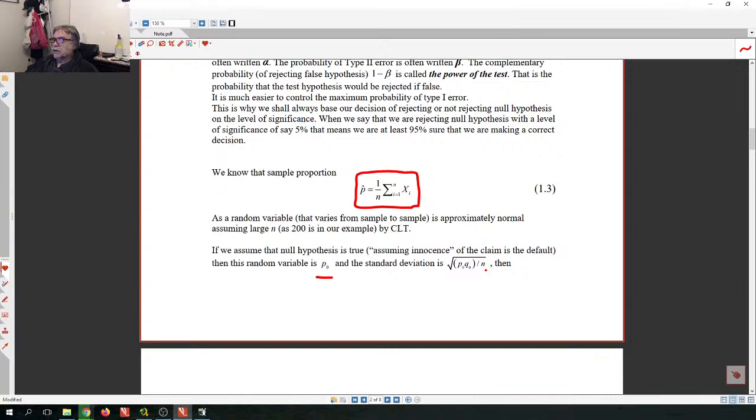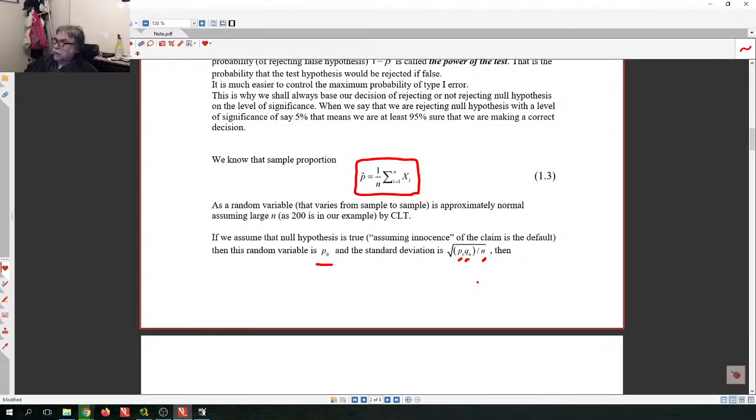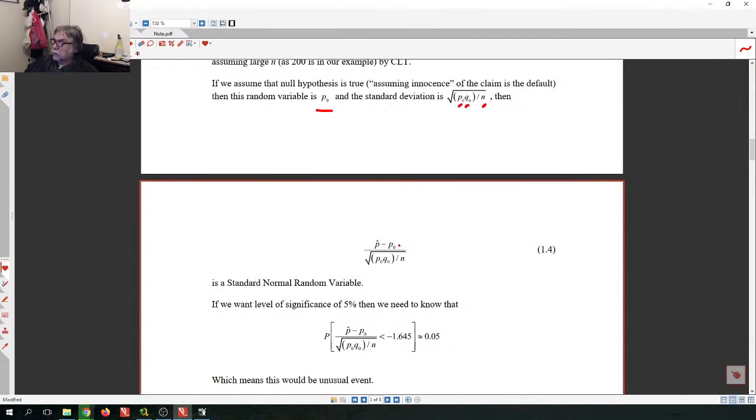Then the standard deviation is the radical of that. And of course, since we assume that P is P0, 55%, we can use that because we have actual numbers here: 55, this is 45, and this is, of course, 200 in our case. Right? What else do we know? We know that if you subtract the mean of a random variable from the random variable and then divide by the standard deviation, you get a standard normal random variable. So this thing is Z.